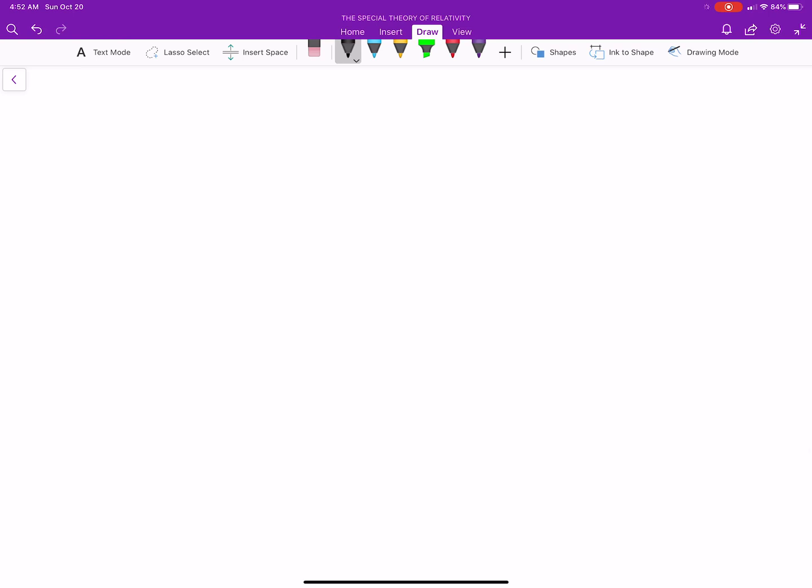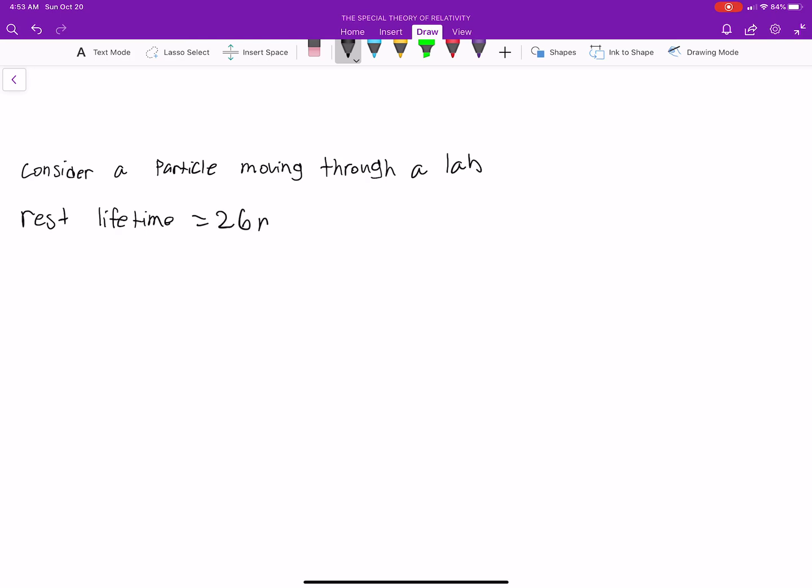The next thing I want us to do, and I think this will also help us with understanding the proper time and the proper length, is consider a particle moving through a lab. Let's say it has a rest lifetime of 26 nanoseconds. So that's 26 times 10 to the negative 9 seconds.